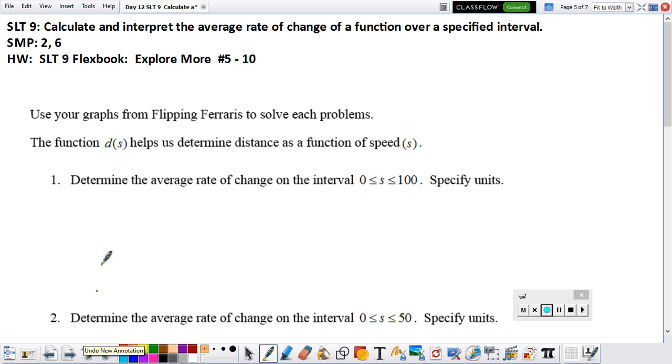So this is SLT 9B, and it says use your graph from Flipping Ferraris to solve each problem. Just as a reminder, Flipping Ferraris was SLT 8. It says determine the average rate of change on the interval 0 to 100. So the first thing I'm going to do is flip back to SLT 8, and D of s is 0.03 s squared. To determine the average rate of change, the first thing I need to do is calculate D of 0, which is 0, and D of 100. Is D for distance? I forget. Yes.